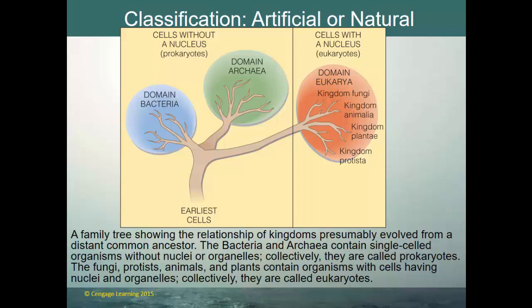Bacteria and archaea contain single cells without a nucleus or organelles. They have to split in order to reproduce. Collectively, they are the prokaryotes. The fungi, the protists, the animals, and plants contain organisms with cells having nuclei and organelles, and collectively they're known as eukaryotes. So you have your prokaryotes and your eukaryotes. The prokaryotes are the single cell. The eukaryotes are the multi-cell. But again, the earliest cells are the common ancestor, and from that came our 6 kingdoms.